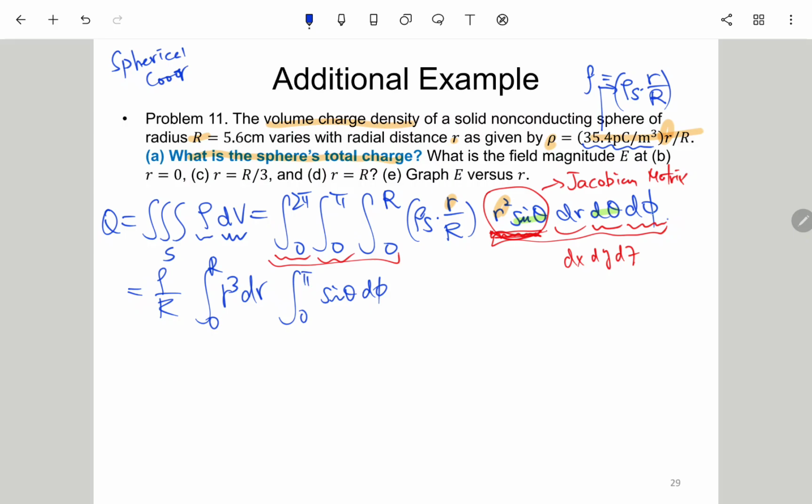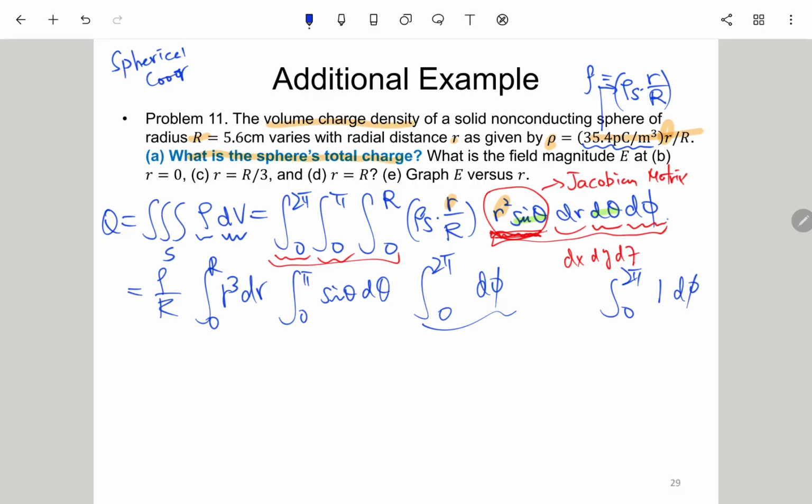The final part is d phi. Sorry, the previous one should be theta, and then finally d phi. We don't find any phi anywhere, so it's like integrating a 1. Usually I just skip this one. Of course you can write it as the integration of 1 d phi from 0 to 2 pi, and it is still correct, but usually we write it like this.